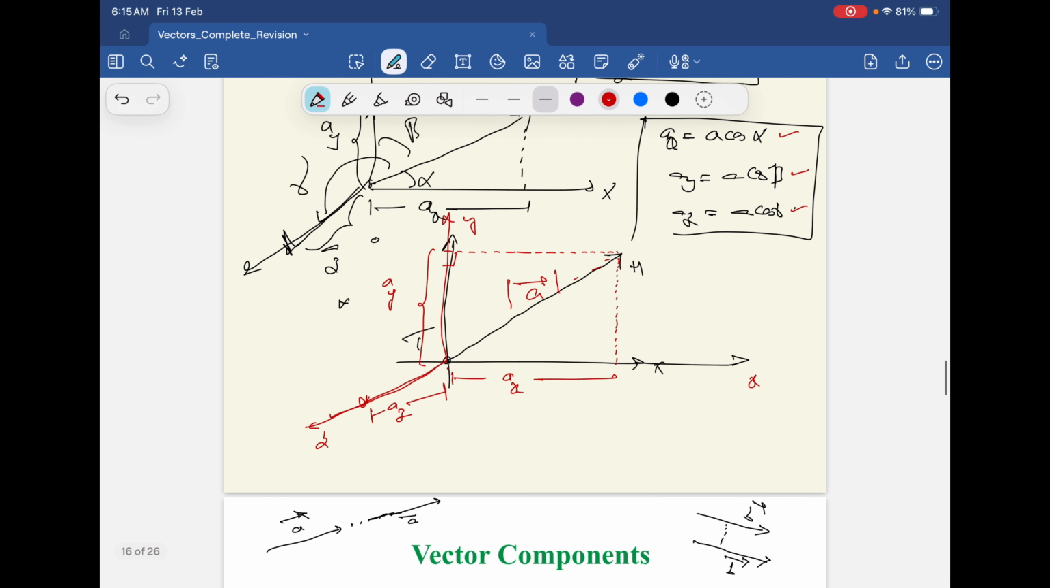Now, a vector in space can be resolved into, okay, three perpendicular components called rectangular components. So a vector in space can be resolved into how many perpendicular components? Three perpendicular components. So three rectangular components.